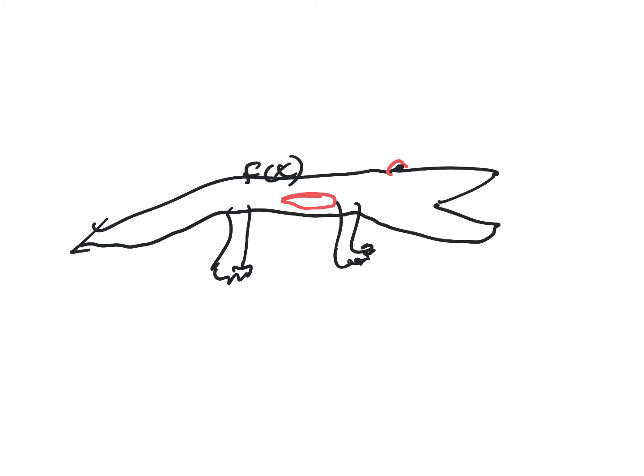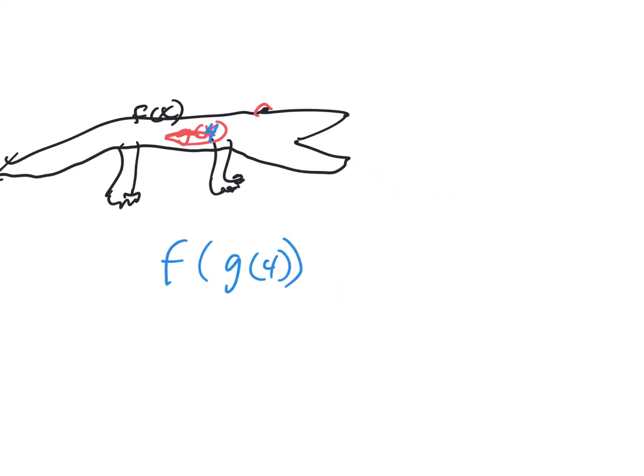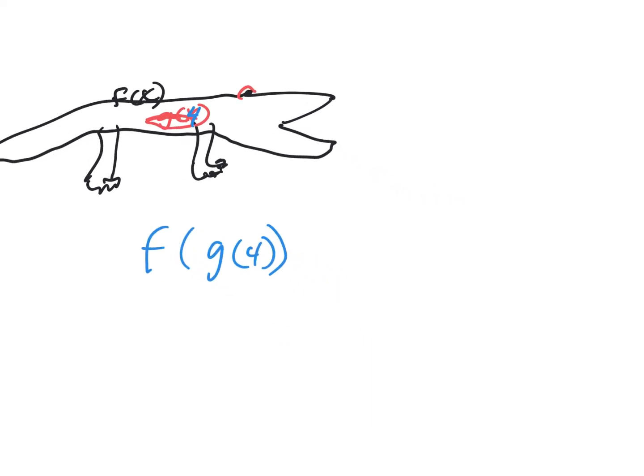All right, so anyway, the reason I'm bringing this up is he's like the f function. And let's say he eats the g function. And let's say the g function was a little alligator which had eaten a 4. Then this would be called f of g of 4. Does that make sense to you? The g ate the 4, and then the f ate both of them.